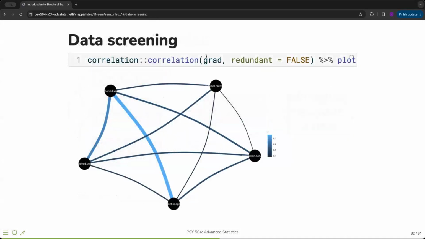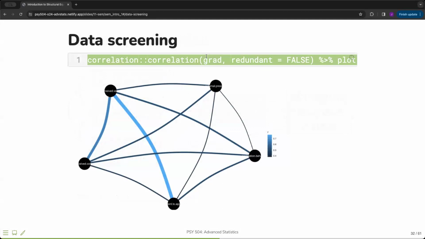Okay. So as a data screening step, what I usually like to do is look at the correlations between these variables. So I think that this is a very cool graph. This is just kind of like a network analysis, looking at all the different correlations between the variables. And what I want to highlight here is that the correlations between these variables are moderate to high, right? With the greatest or strongest correlation being perceived value and intentions to apply.